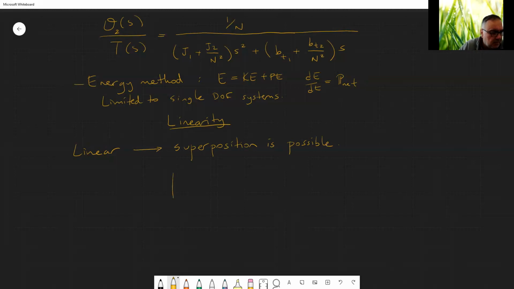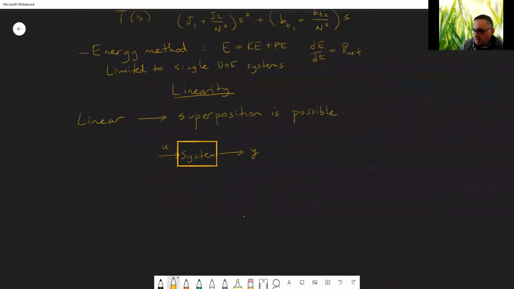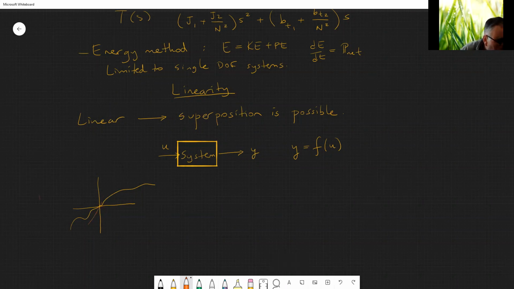For example, if you have a system like this, you have an input, let's say input is U, output is, for some reason, we call it Y. When is it linear? There is a static relationship, Y equals f of U, a function, okay? When is this function linear? You can draw it like this, it might be anything like this. But what I have drawn here is not a linear function. The linear function is something like this. It has to go through the origin, and it has to be a straight line. So this one, y equals, let's say, some k times x, is linear. Anything else is nonlinear. This is nonlinear.